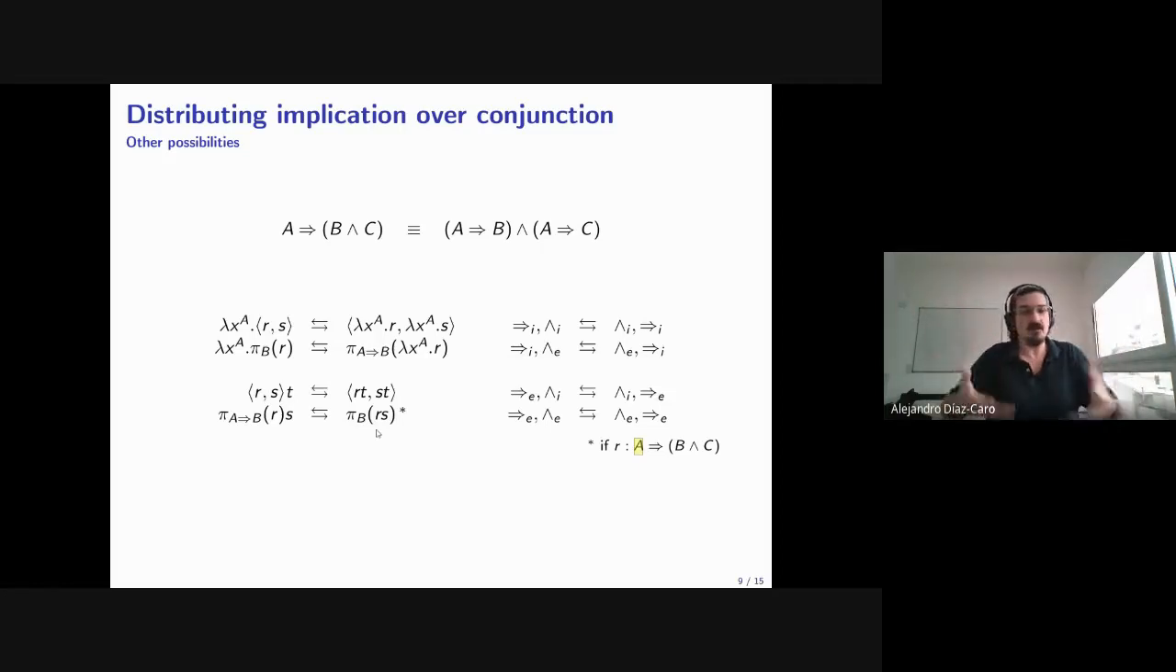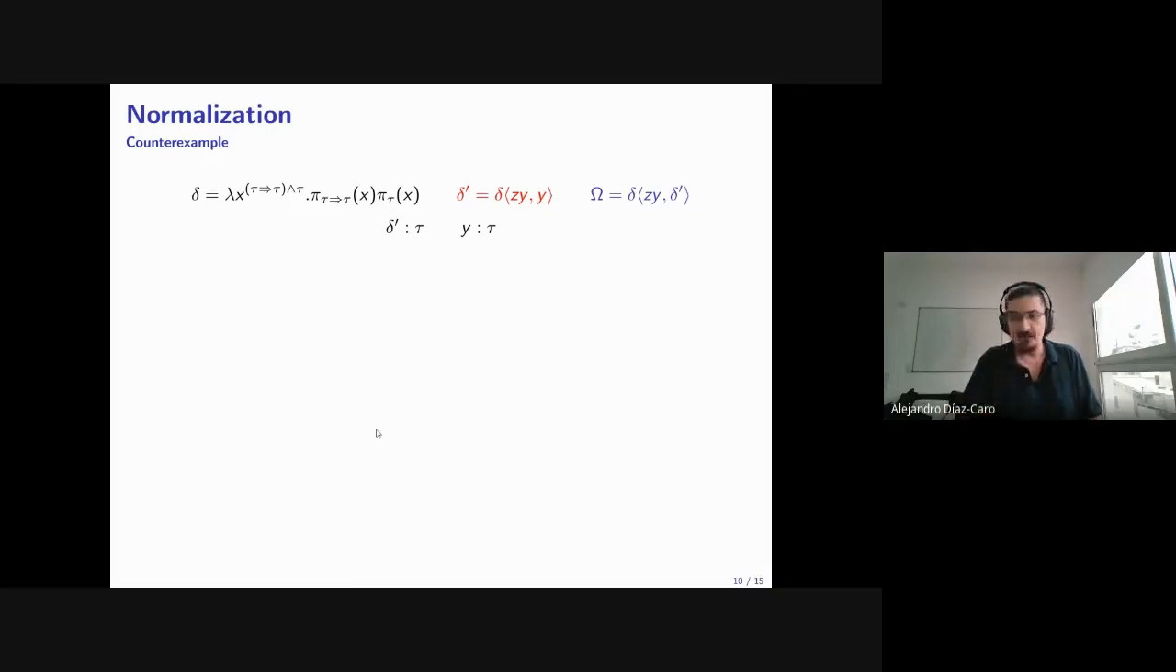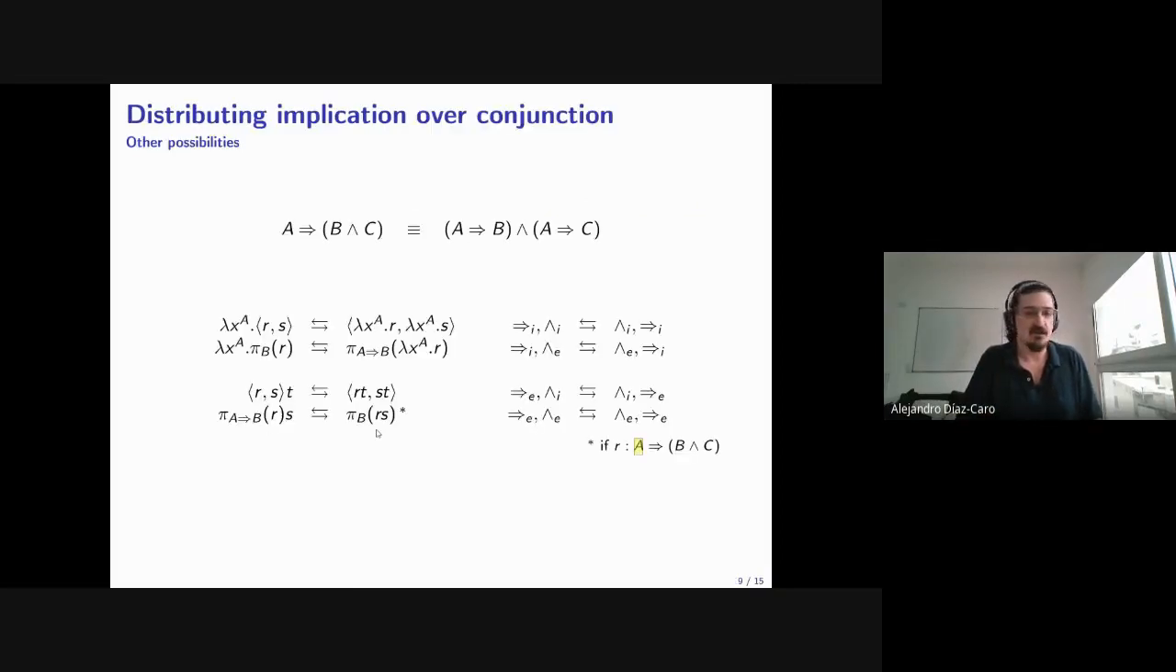But anyway, these are all the possibilities. So here I give you all the possibilities you have, all the rules that you can have with this isomorphism. And the problem is that now we have too many rules, and with that many rules, what may happen is that some program, some proof will never end.